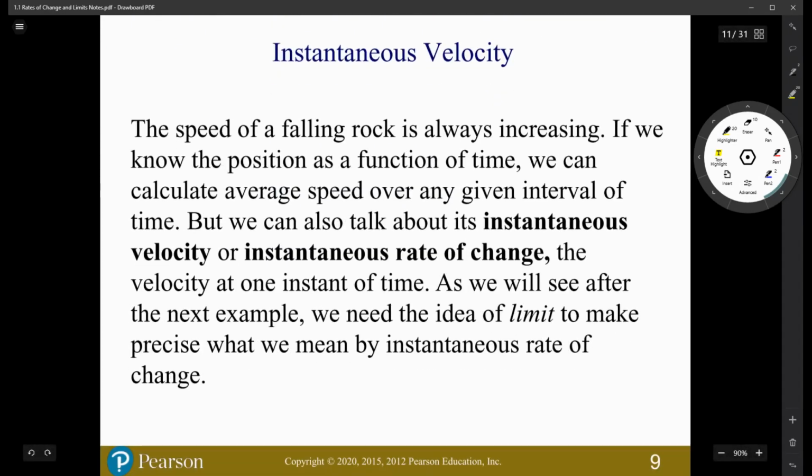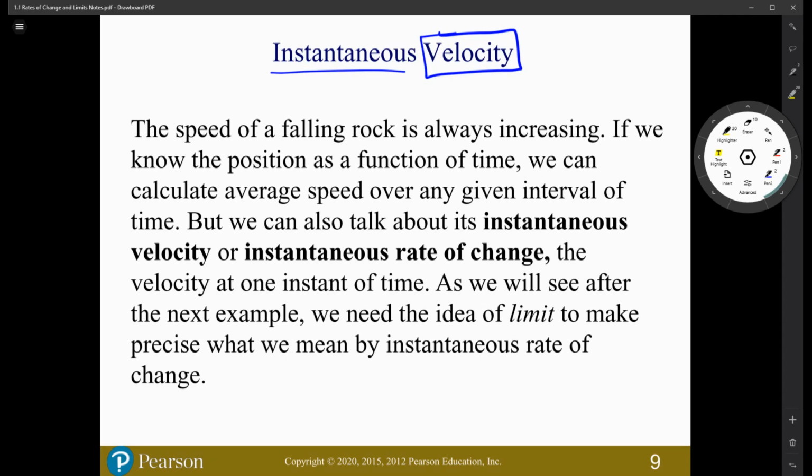All right, that brings us into instantaneous velocity. Same second word, different first word than the previous couple of slides. We move from average to instantaneous. The speed of a falling rock is always increasing.